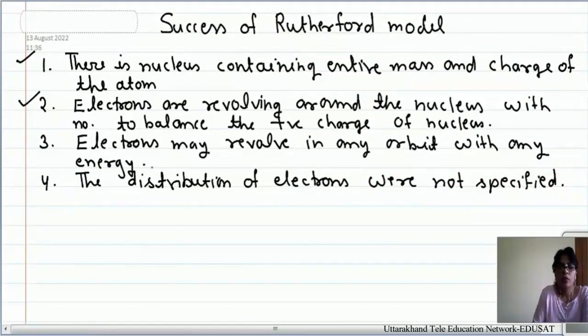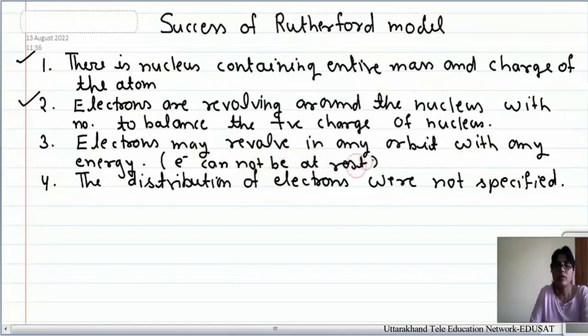Electrons are revolving because they cannot be at rest. If they were at rest, there would be attraction between the electron and the positive nucleus, and they would fall into the nucleus. Therefore they cannot be at rest, and they should revolve around the nucleus to give stability to the atom. Now the problem with the Rutherford model.